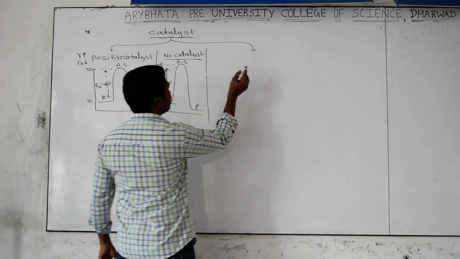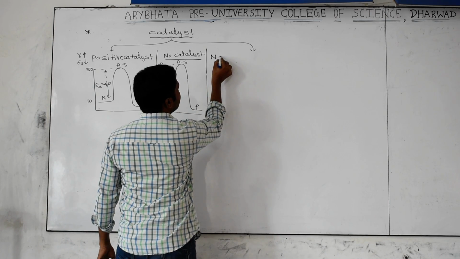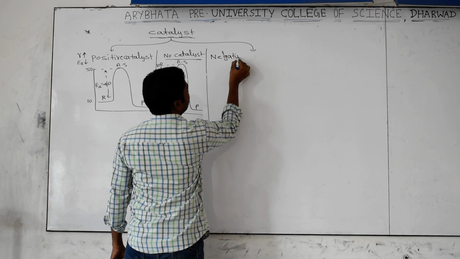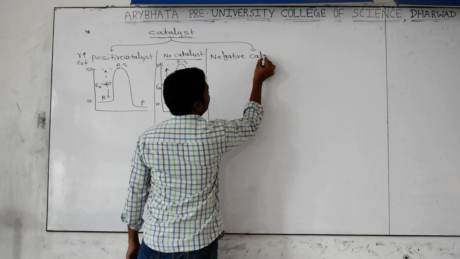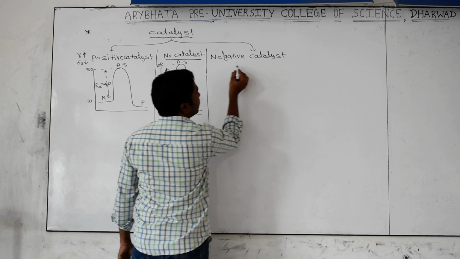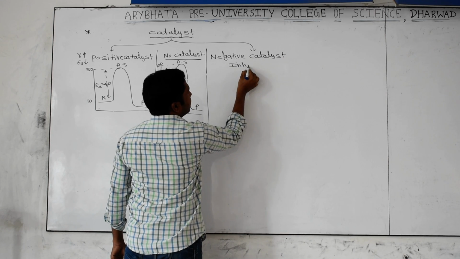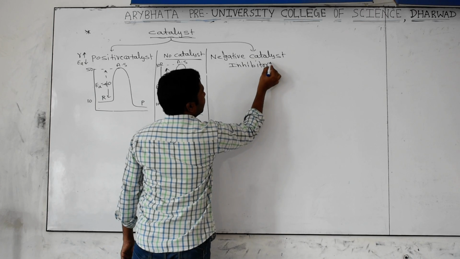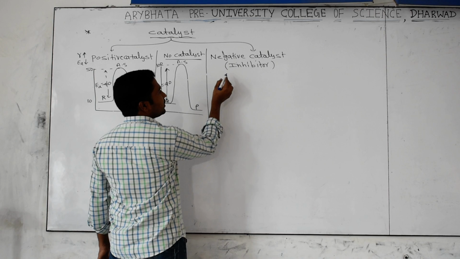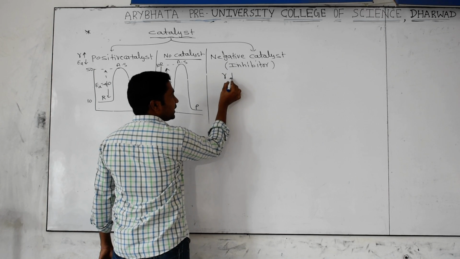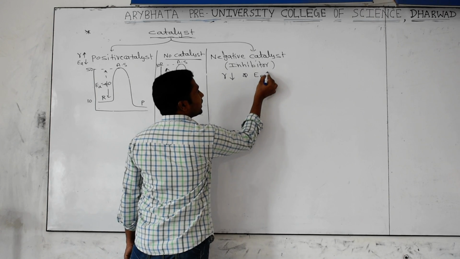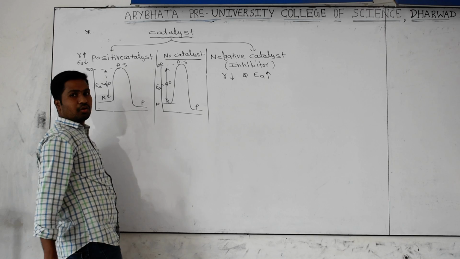Now we are discussing another type of catalyst, which is the negative catalyst. Don't just call it a negative catalyst, it is also called an inhibitor. What is the meaning of inhibitor? An inhibitor means a chemical reaction in which the rate of reaction will be decreasing. How? By increasing activation energy compared to the normal case.